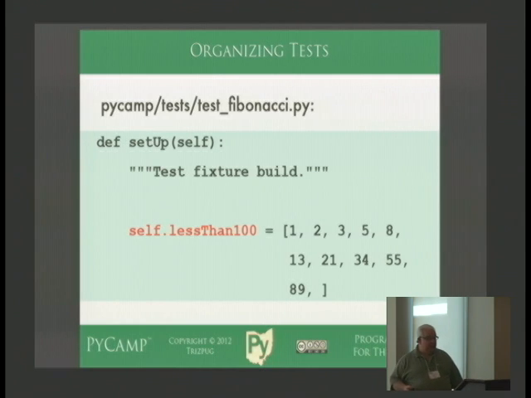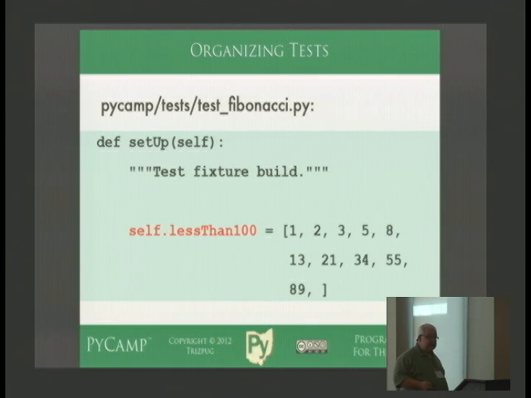So let's go back and look at that TestFibonacci subclass we're making again. It has a setUp method, and in the setUp method, we're going to decorate our TestCase subclass instance with an attribute called less_than_100, and it's simply a list of those Fibonacci numbers less than 100 and greater than 0. Gives us something to assert something equal to later on in our test.